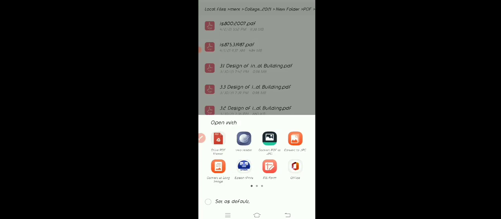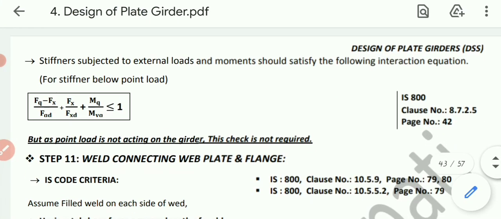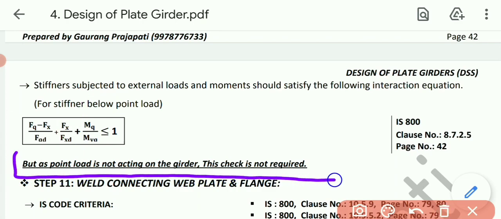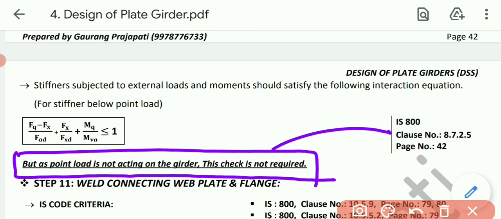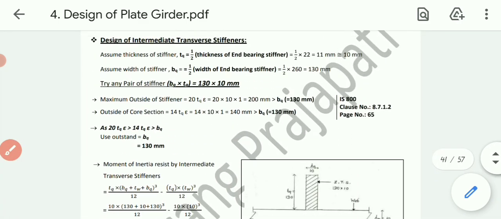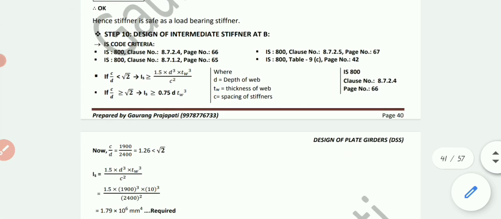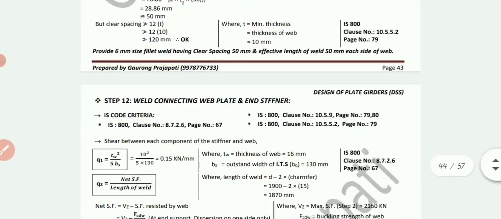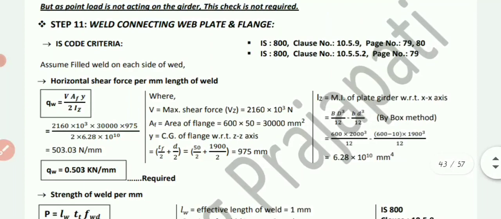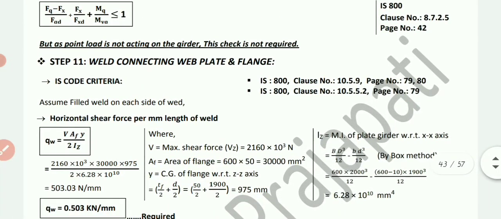Okay, so let's go back to the design. I have given a disclaimer over here, but as a point load is not acting on the girder, this check is not required. Over here one printing mistake is there, on page number 67. So this one is the design of ITS, that is step number 10. Now the last two steps will be similar, like in a stiffened plate girder design. Whether you are designing an unstiffened or stiffened plate girder, the first two steps and last two steps will always be similar.